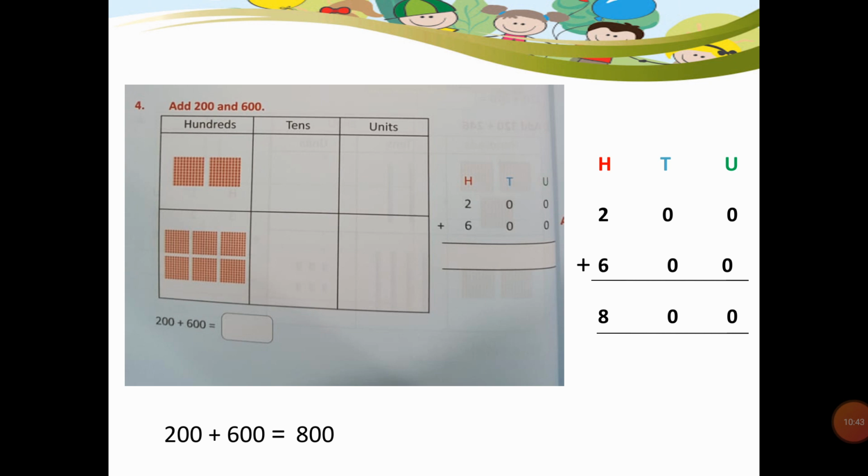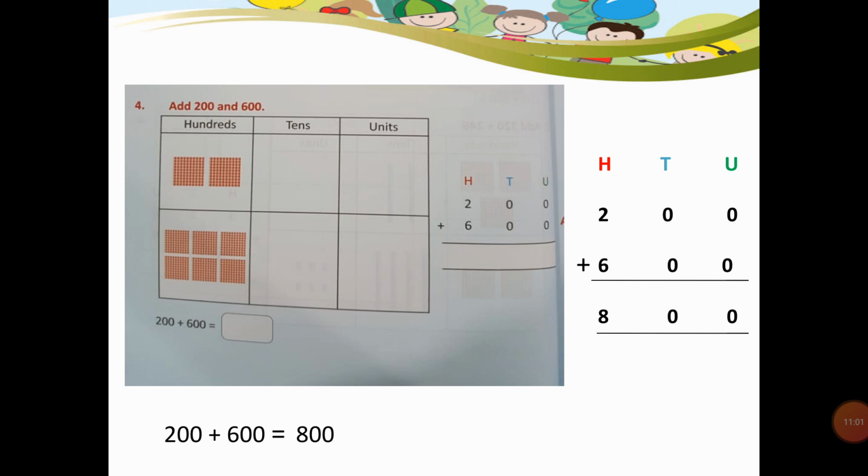And we have no block in the units column as well, so we will write down 0 in the units column. Now moving on to 600. In 600 we have 6 blocks in the hundreds column. That means we have 600. So we will write down 6 in the hundreds place.